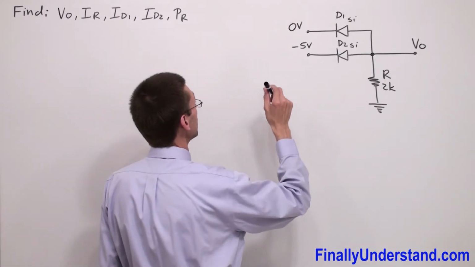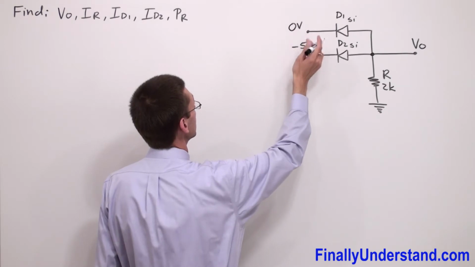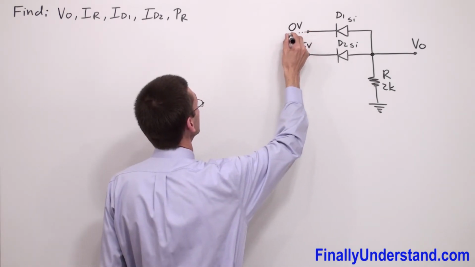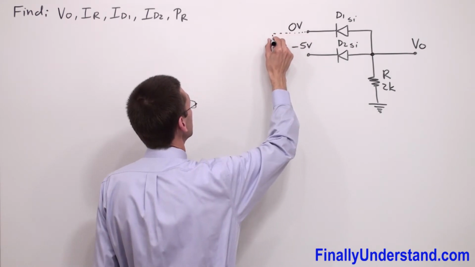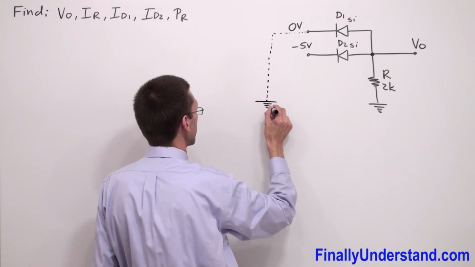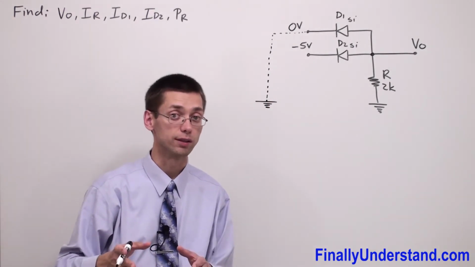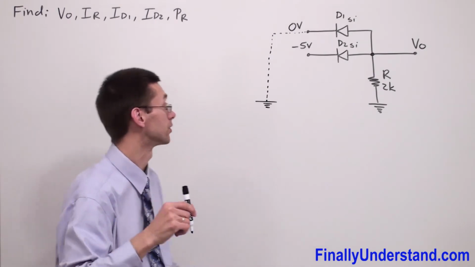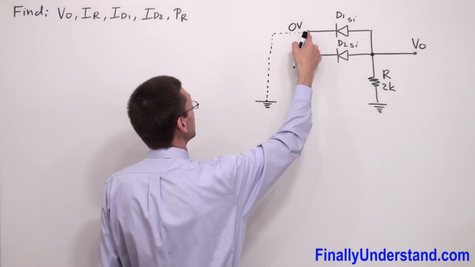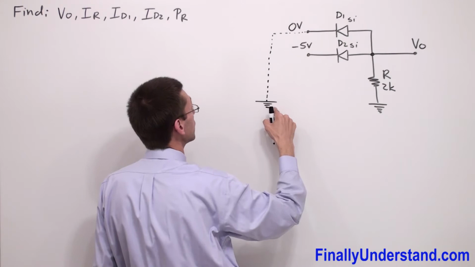So let me remind you, anytime you see 0 volts next to the input terminal, it means that this terminal, I'm going to draw it with a dash line, has an actual connection. You have to realize that this connection is not on the diagram, but it has to be in your mind. This is basically what you're supposed to understand. So anytime I have 0 volts, there is a connection between this point and ground.